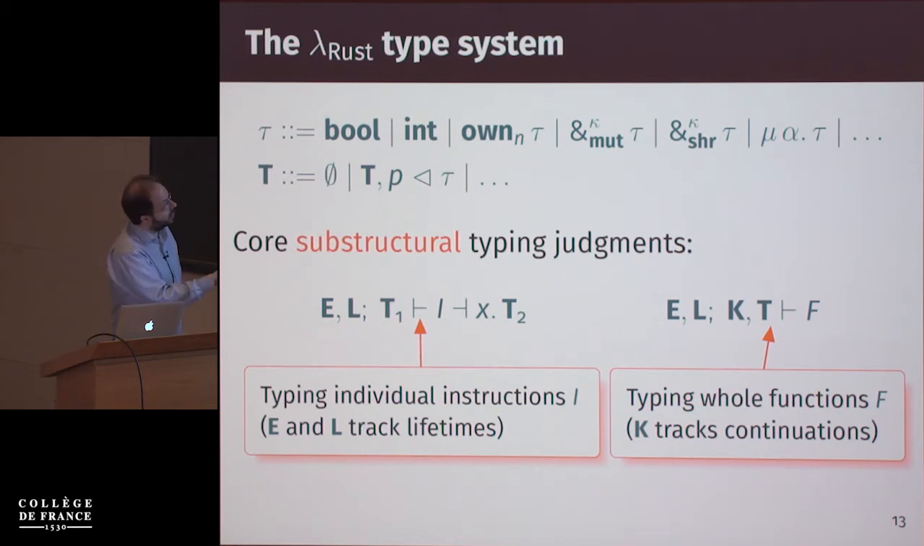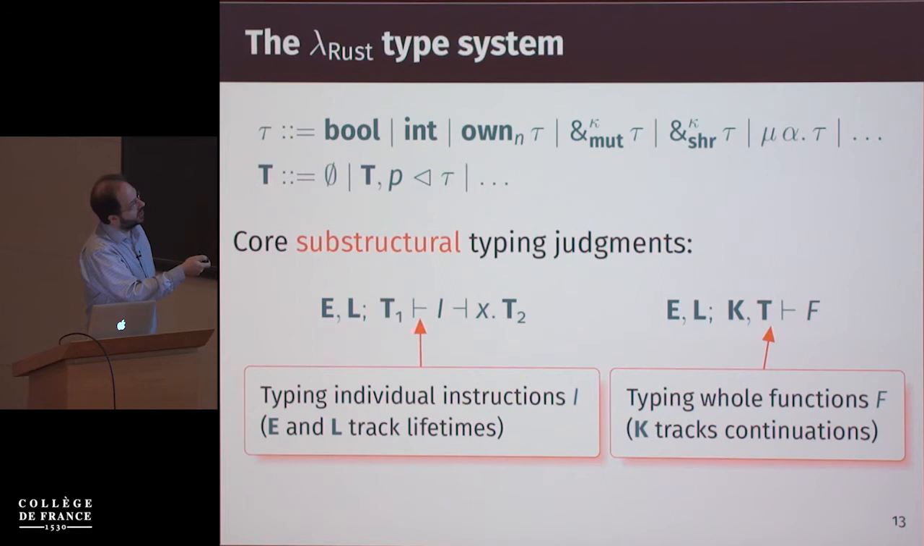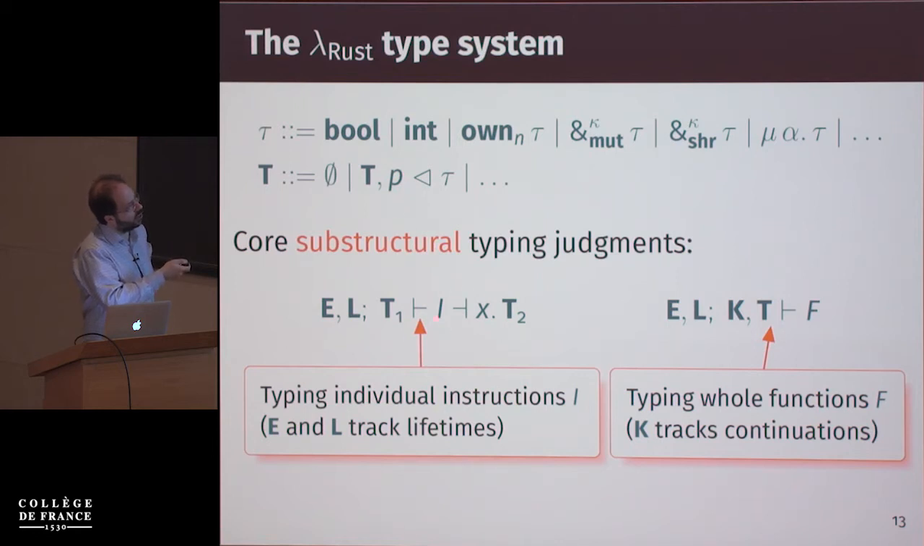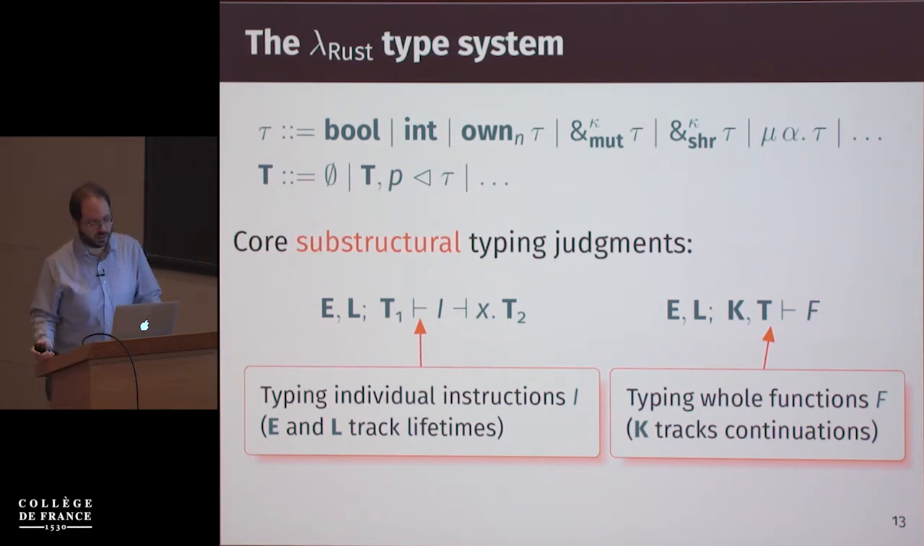So you see here we have this judgment, where you can ignore the details, they're not so important here. Basically, E and L are these contexts that track information about the lifetimes. T1 is this typing context that tracks information about the paths that you're allowed to access. I is the instruction you're type checking. And then X here is the result of the instruction, a binder for the result value. And T2 describes what the typing context looks like after you've executed that instruction. So it may have removed some things from T1, and it may have added some things. And then there's another judgment also for type checking whole functions, which does not have any result because we do the whole setup in what's called continuation passing style. But that's somewhat of a technical detail.